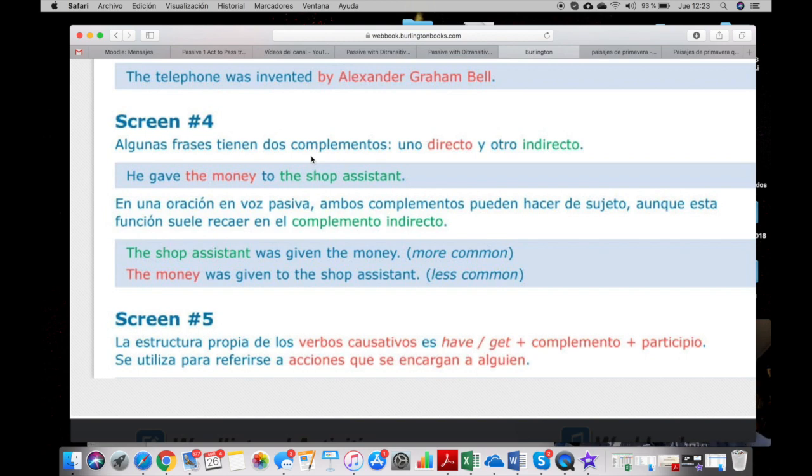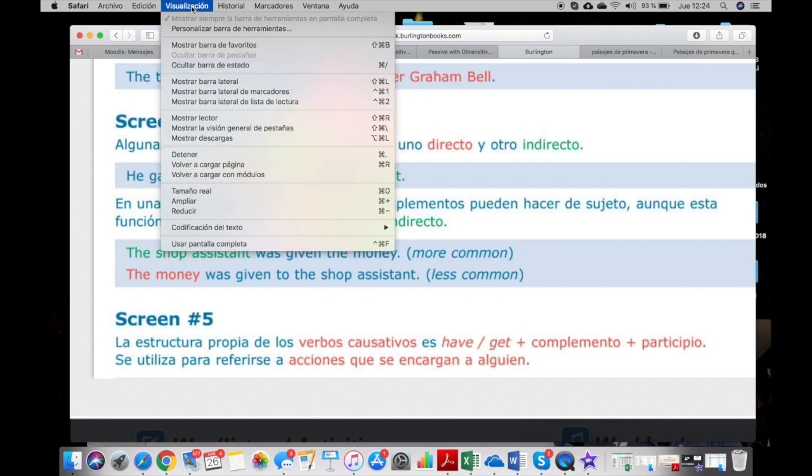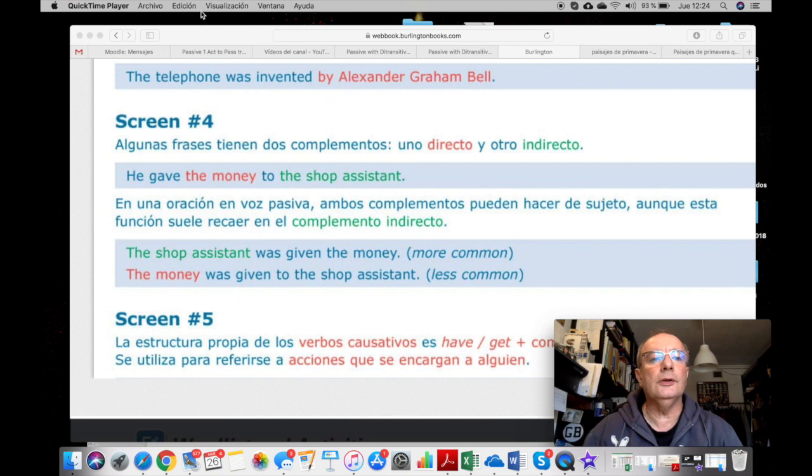So as it happens in this kind of active voice situation, where you can have two different objects, then we will have two possibilities for the passive, okay? Here you have the two possibilities.